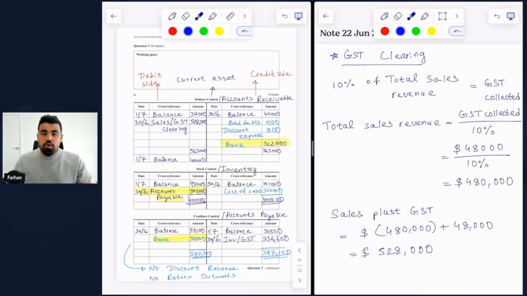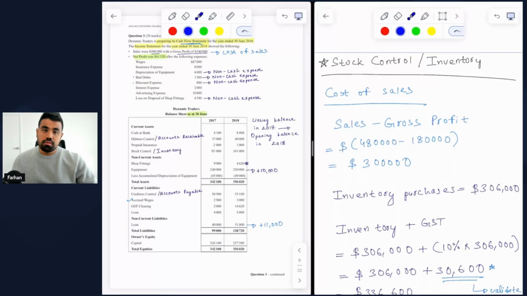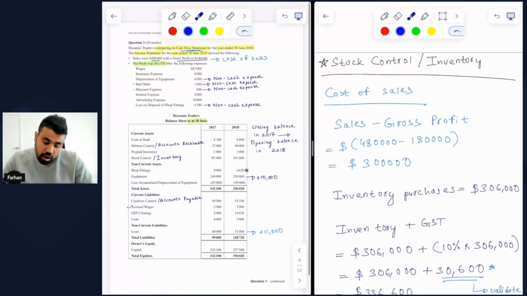Now let's move to inventory. Now we're going to prepare the ledger account for the inventory, which is known as stock control in the old curriculum. So the first thing we calculated was the cost of goods sold, which I believe you already understand how we have derived it. So we subtracted the gross profit from the sales, and that gave us $300,000.